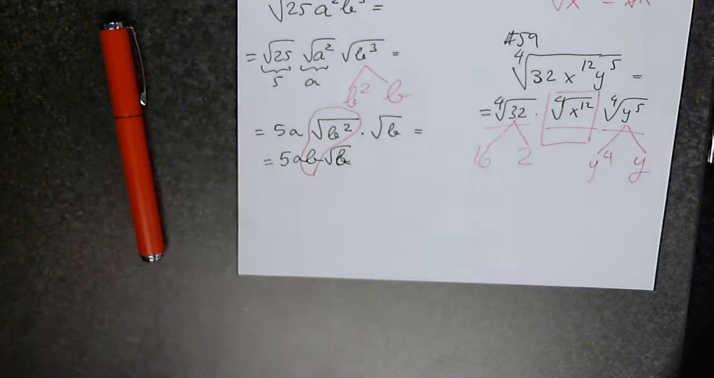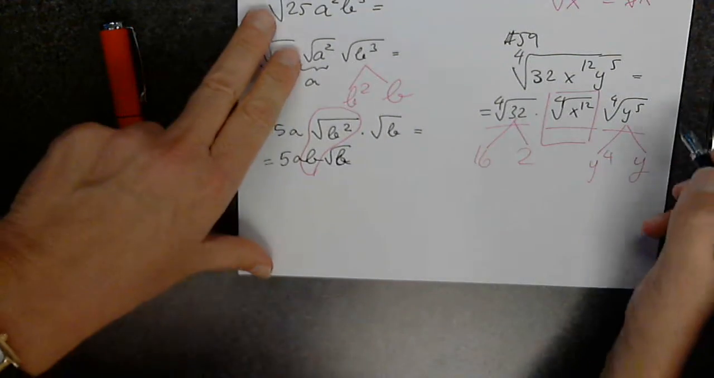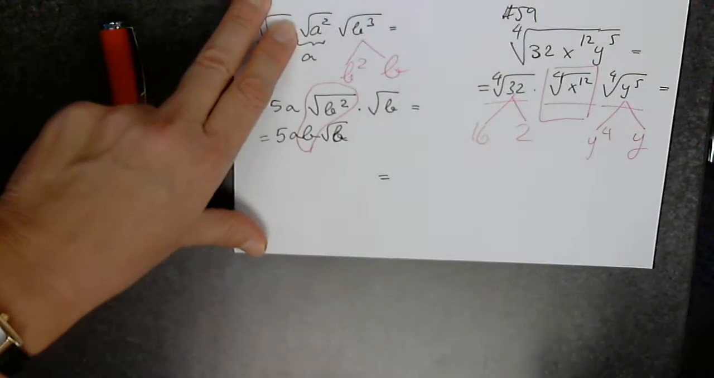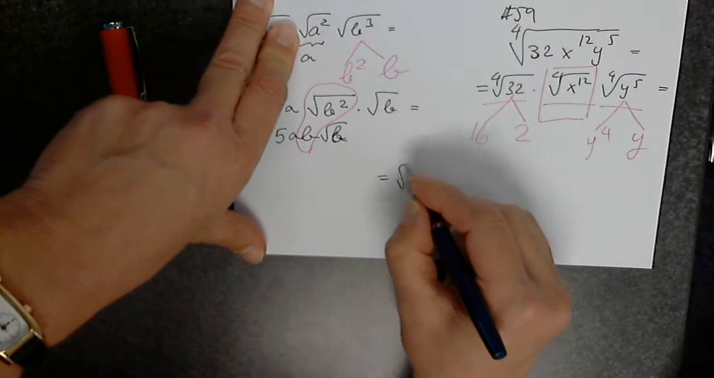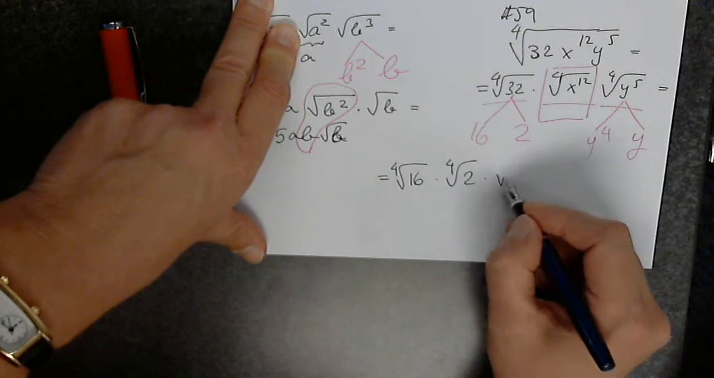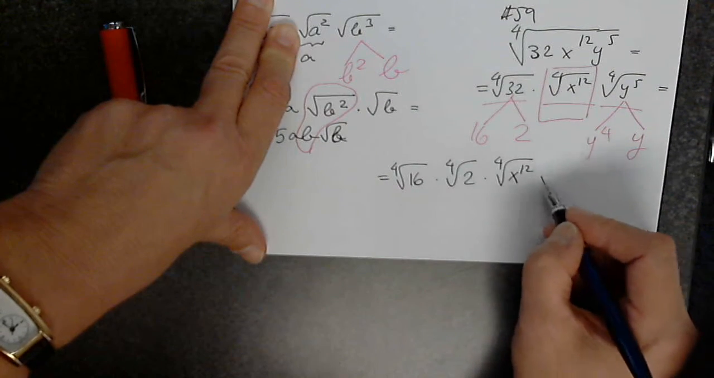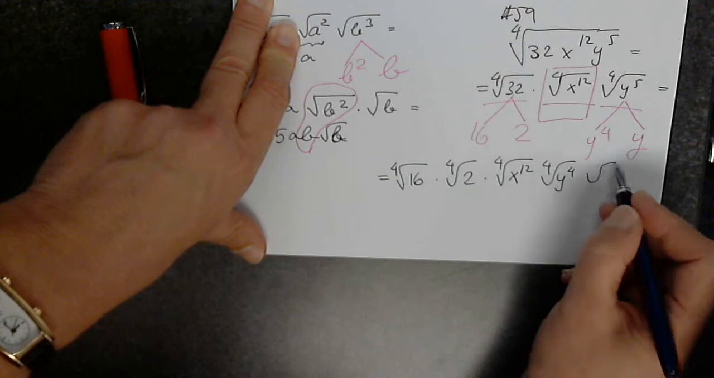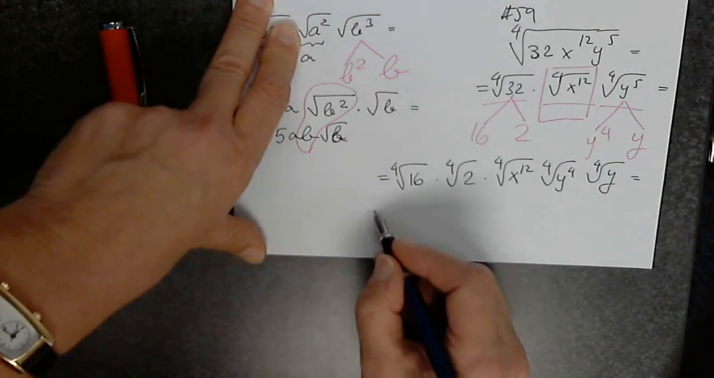Excellent. In order not to miss anything or drop anything by mistake, I recommend rewriting it. Of course, it's up to you. So the fourth root of 16, the fourth root of 2, the fourth root of x to the 12th, the fourth root of y to the 4th, and the fourth root of y.